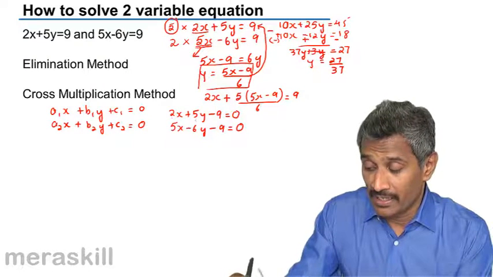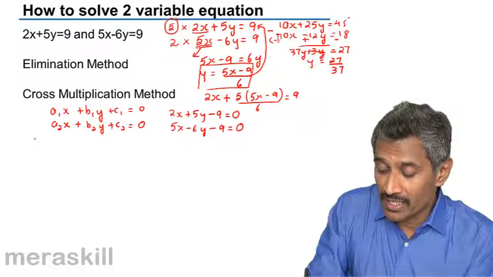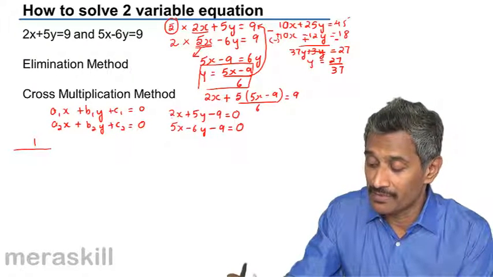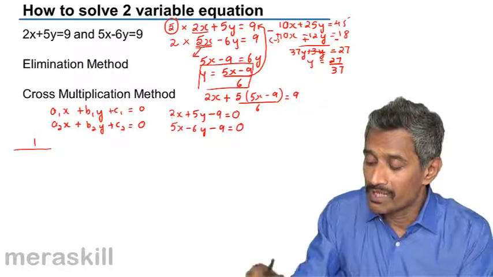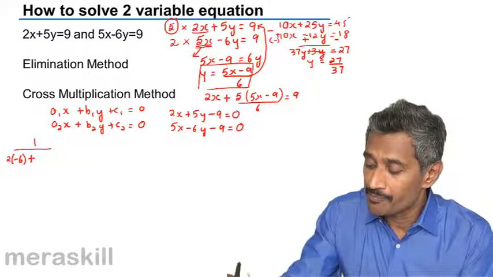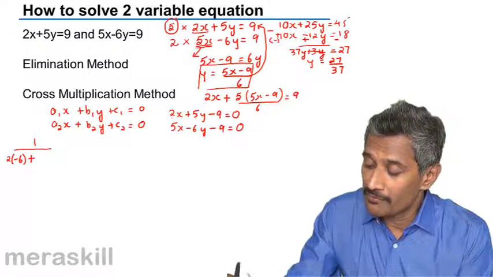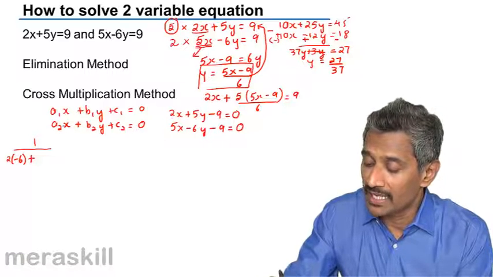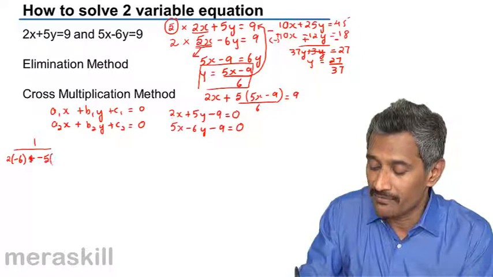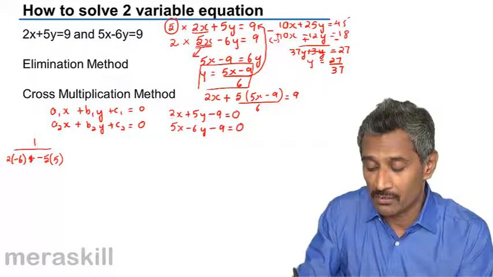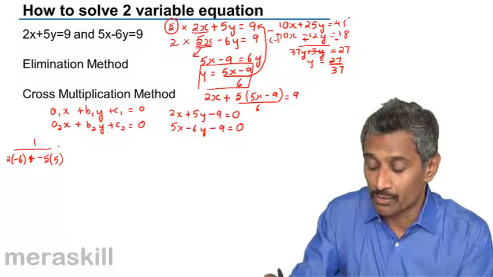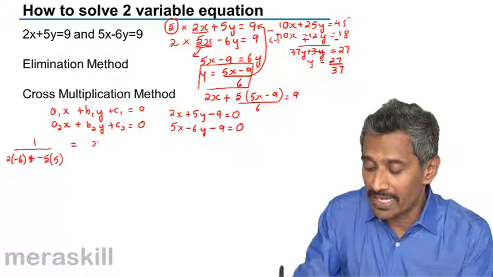Now the first thing that you have to do is you take 1 upon 2 into minus 6, that is a1 into b2. So that will turn out to be 2 into minus 6, minus a2 into b1, which is 5 into 5. This will give one equation. So what we have done is 1 upon a1 b2 minus a2 b1 is equal to x.